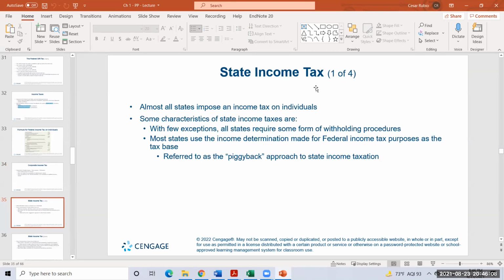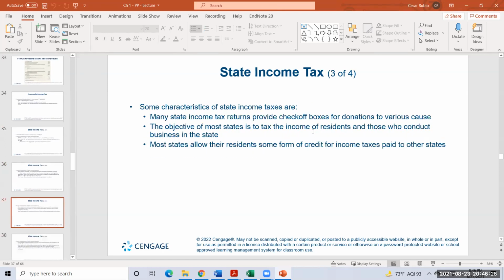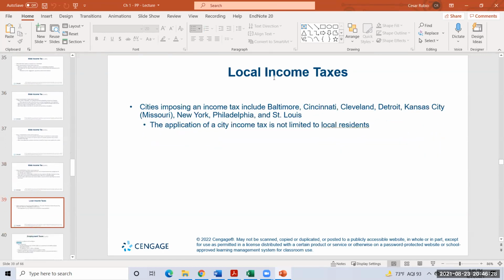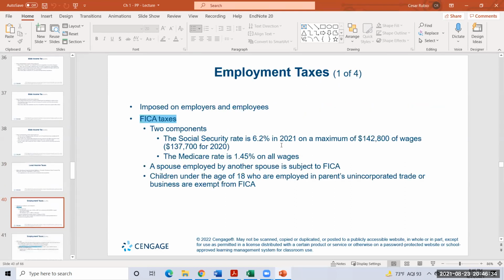State income tax, same thing. We're not focusing on state income tax. We're only focusing on federal. So just read and learn as much as you can, but don't focus too much on it. Just cover it enough to cover you for maybe a quiz question. Same thing, we're not going to focus on local income taxes, so take the same steps as the state.